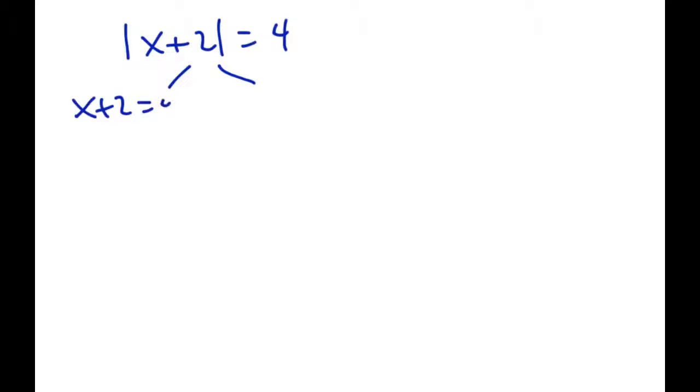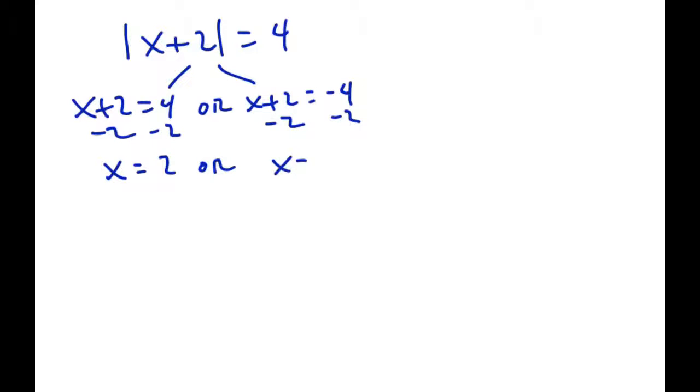Absolute value inequalities are very similar to what we did in the last section when we were solving absolute value equations. So we had something like the absolute value of x plus 2 equals 4. We broke it up into two parts: x plus 2 equals 4, or x plus 2 equals negative 4. We solved with inverse operations: x equals 2, or x equals negative 6. And that was our solution.